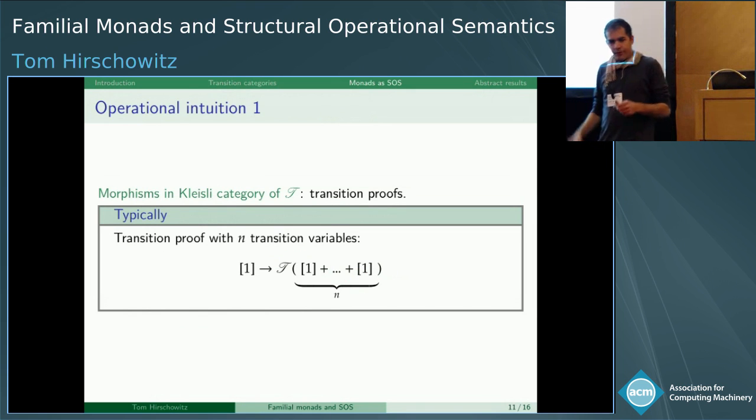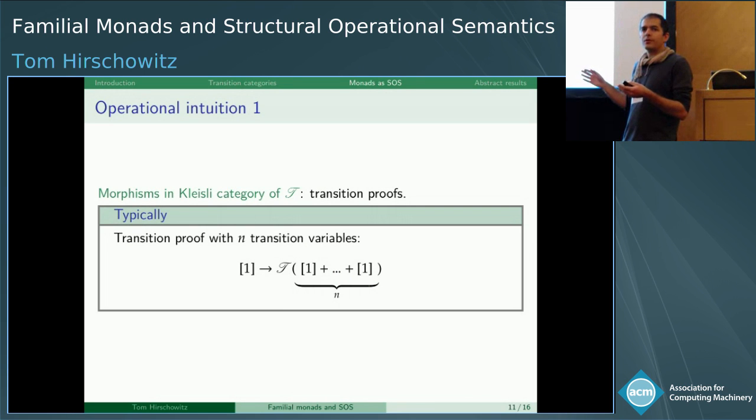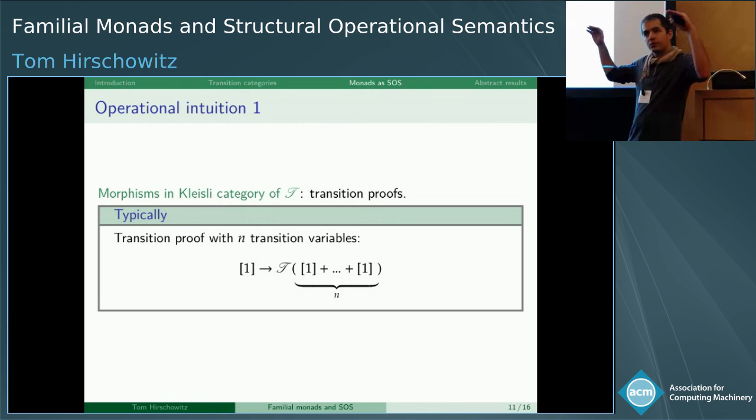So there are a few slides then about operational intuitions in this framework. For example, a transition proof in this setting is just a morphism in the Kleisli category, which means a morphism of the form something arrow T of something else. For example, a transition proof with n transition variables, like a context with n holes, like a proof tree which you stop at a certain level with n branches, is going to be a morphism from the one edge graph to T of 1 plus 1 plus ... 1, n times. So plus here is coproduct. It means that you have copies of the one edge graph.